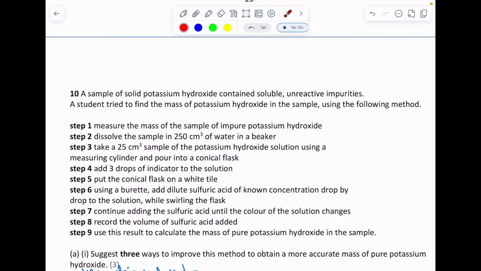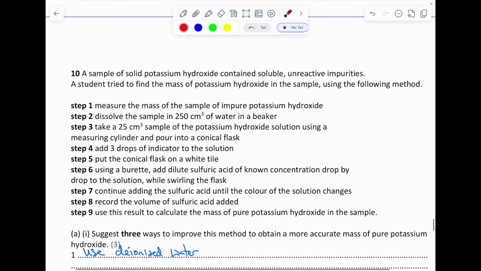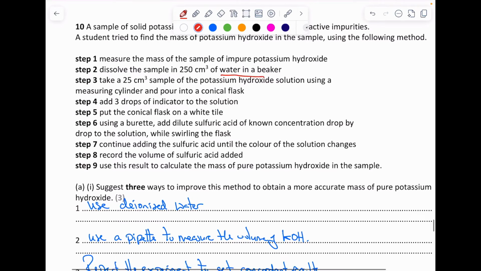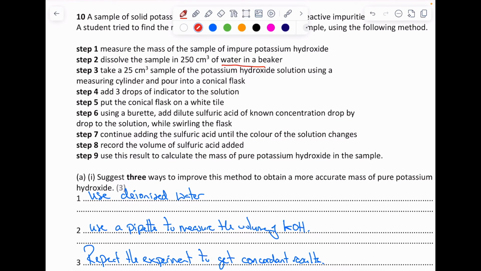Okay, so here we've got a description of solid potassium hydroxide, and they are trying to make the sample using the following method. Suggest ways to improve the method to obtain a more accurate mass of pure potassium hydroxide. So first thing that I would suggest is they've dissolved the sample in water. What I would say do is if you used deionized water, that means it doesn't contain any ions, and that way you improve your purity, if you want to talk about purity of this.